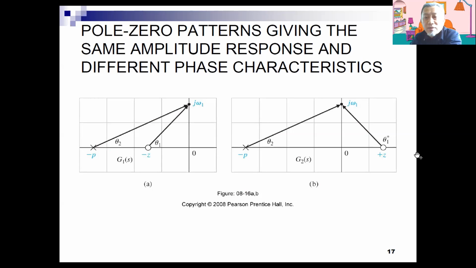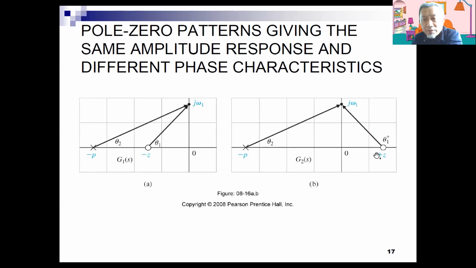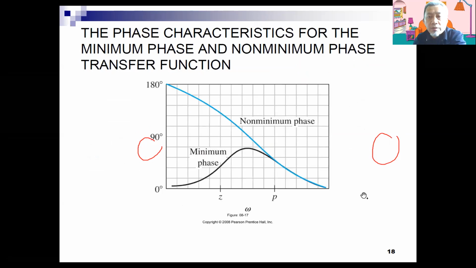You can see that this one is non-minimum phase, with one zero on the right hand side of the S plane. And this one has all zeros located on the left hand side of the S plane. Okay, so you have to delete this one first.